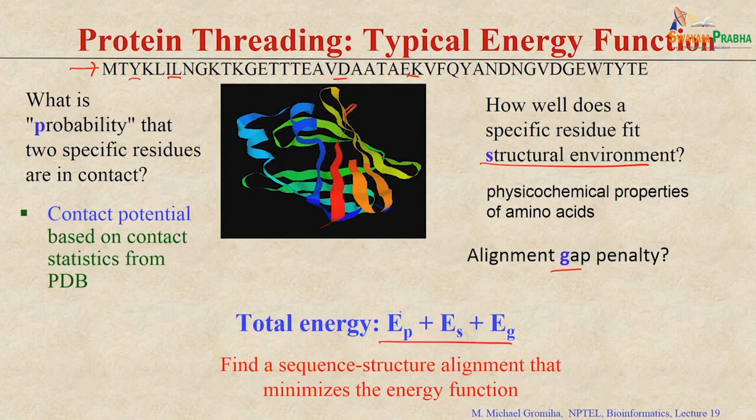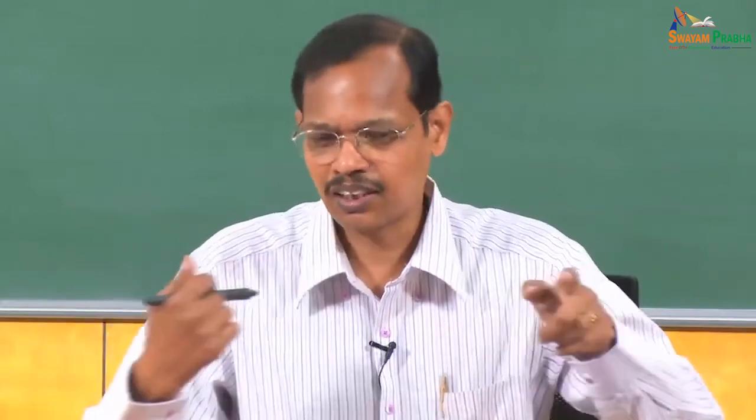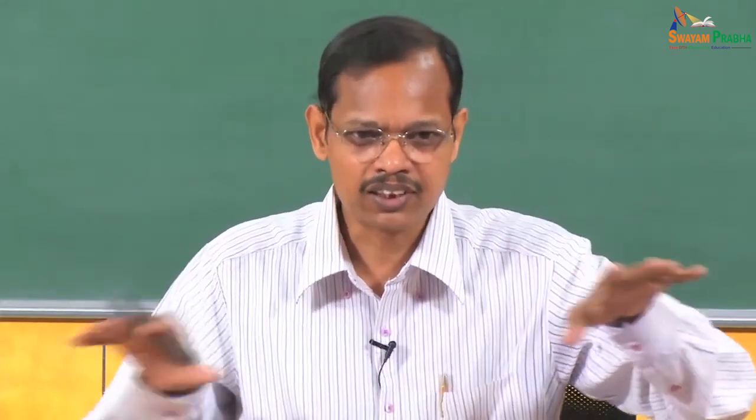This one is the probability of the potential, and this is the structure environment and the gap, and they combine everything and map. If you have this sequence, it would have an energy function of this much value. Then take all the templates, see which one has the best score, check all these aspects and rank the models, and say, okay, for this sequence this could be the probable model. This is a kind of 1D-3D model: get the sequence and then find the structure. This is called protein threading, based on fold recognition.